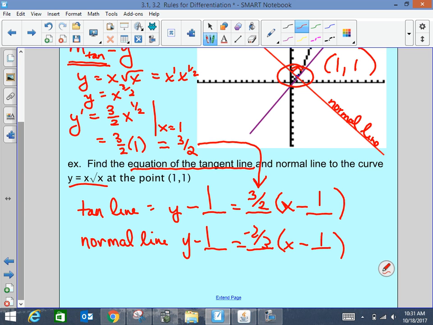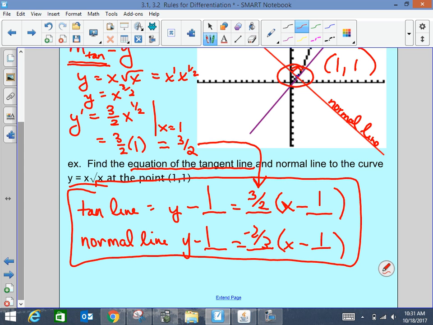Is that all you have to do on your own? Yes. You get the answer. Yep, you can just stop right there. You don't have to get it into y equals mx plus b form. Good question. Okay? Any other questions?